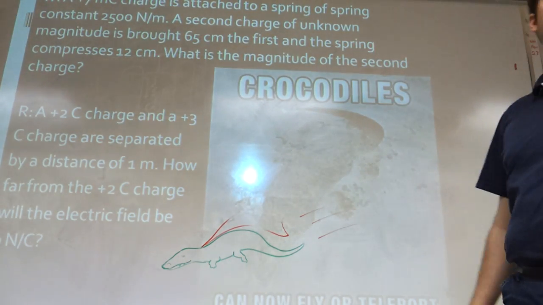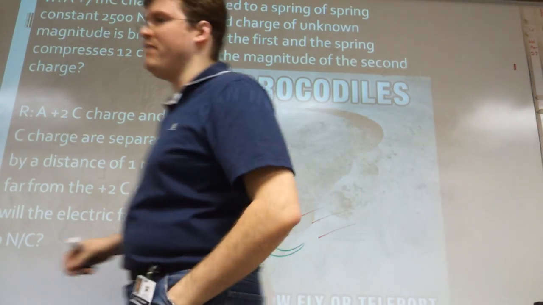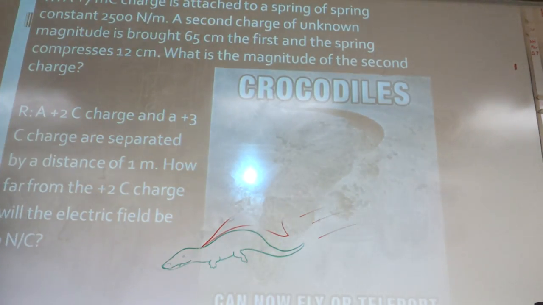A plus 7 millicoulomb charge, milli is times 10 to the negative 3, is attached to a spring of spring constant 2,500 newtons per meter. A second charge of unknown magnitude is brought 65 centimeters from the first, and the spring compresses 12 centimeters. What's the magnitude of the second charge?